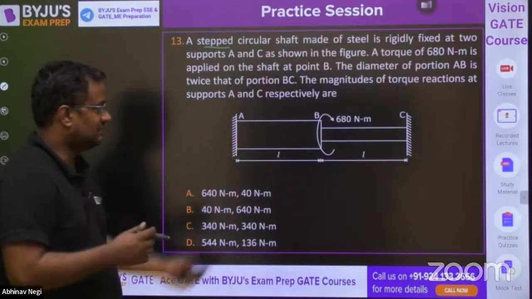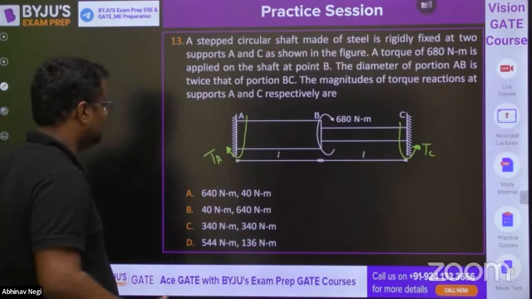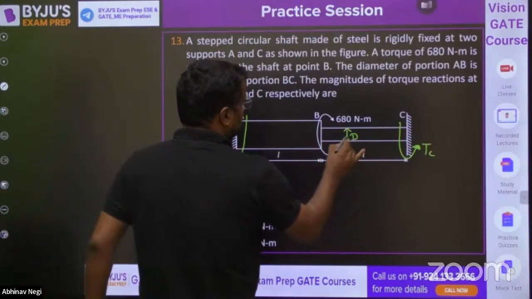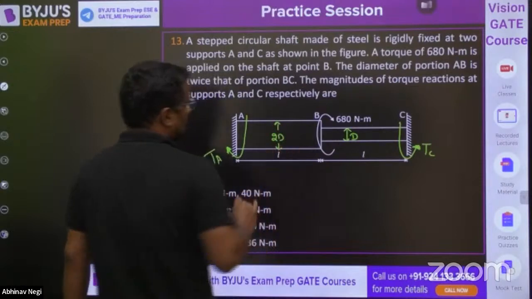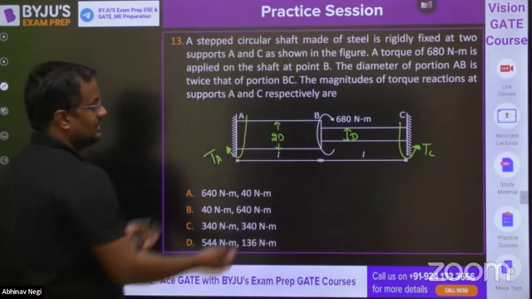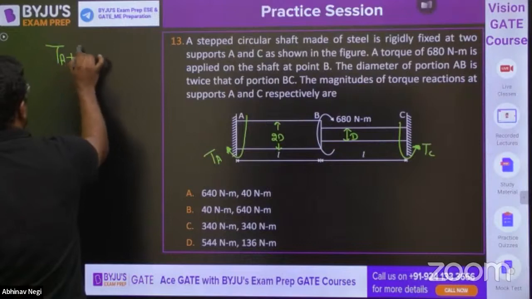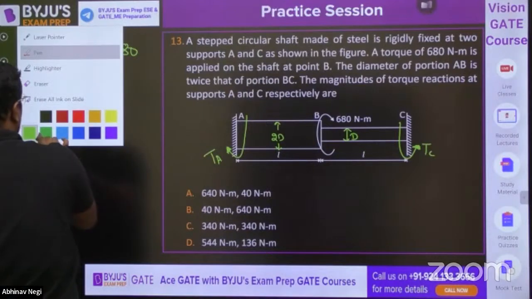So guys, I have done all this homework, so that time can be saved. Let the reactions be here. Now, if here the diameter is D, then as per the question, here the diameter is 2D. Now, what is the twist? Of course, this 680 is pushing it that side and the reactions will be here. So TA plus TC is equal to 680.